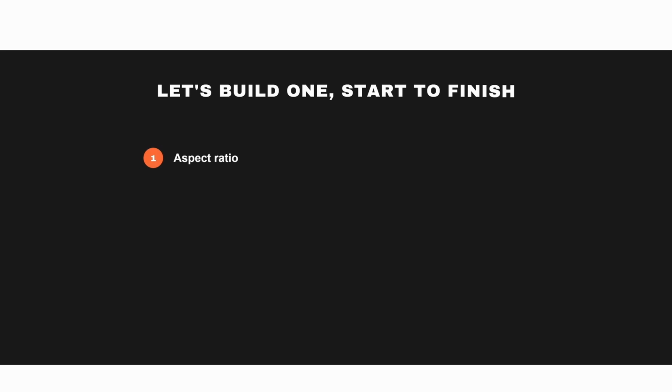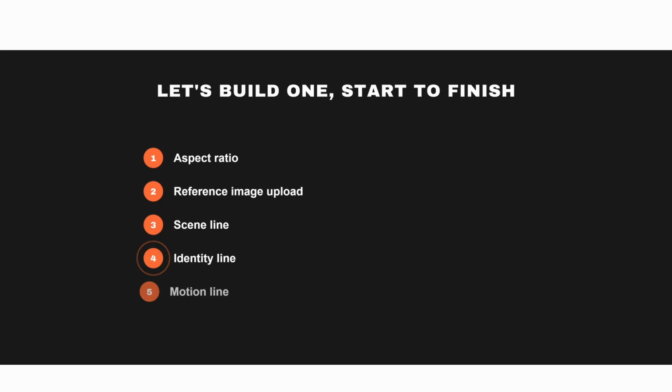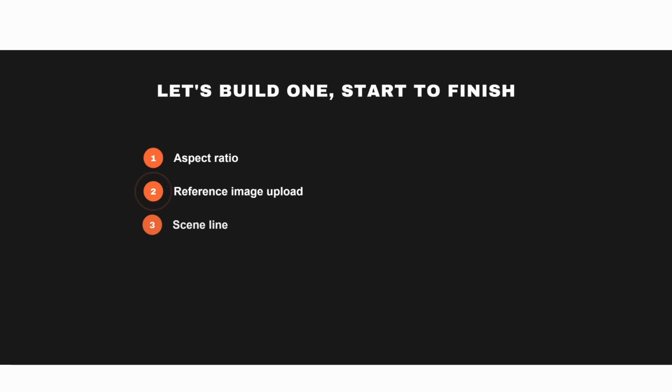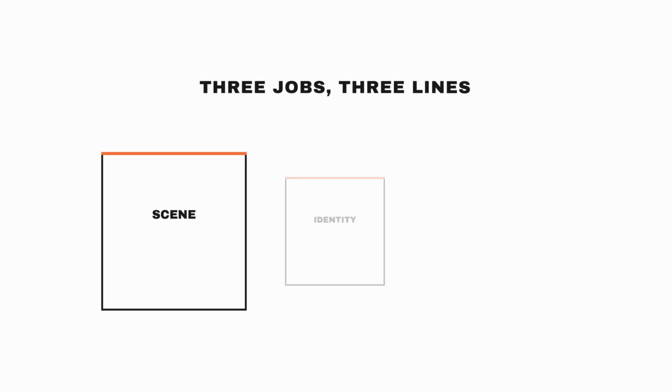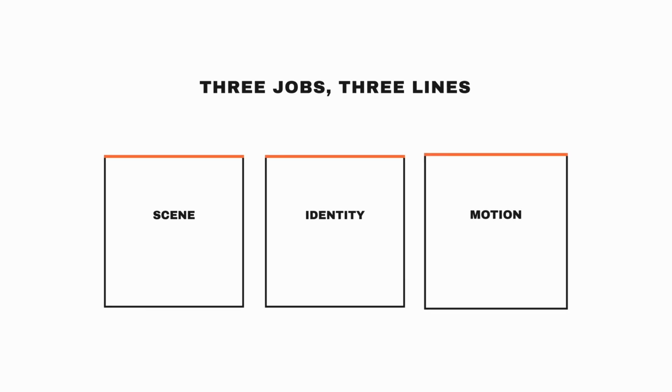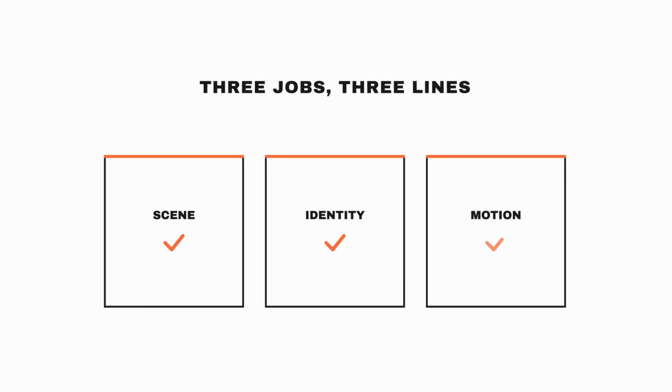Let's build one start to finish using everything we just covered: aspect ratio, reference image upload, scene line, identity line, motion line, generate. That's a directed shot built in under 2 minutes, because the prompt did the thinking before the render did. Three jobs, three lines: scene architecture, identity, motion as choreography. Get those separated and your Higgsfield output stops looking like a guess and starts looking directed.